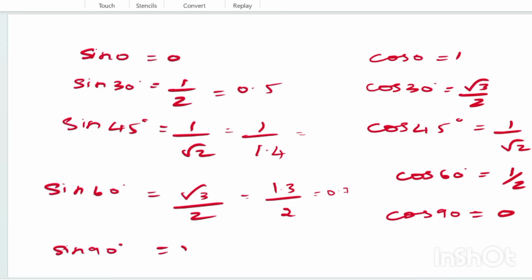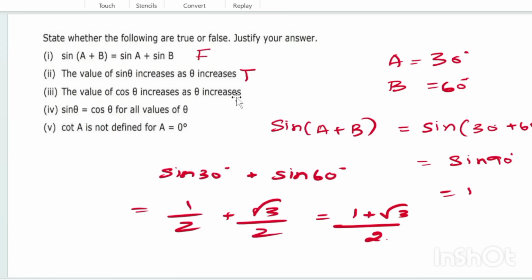increases as we keep increasing theta. Just see what is cos 0. It's 1, right? What is cos 90? It's 0. It has gone from 1 to 0. Has the value increased or decreased? It has decreased, right? As theta is increasing from 0 to 90, the value has decreased. But the question says that it will increase. So this is false.